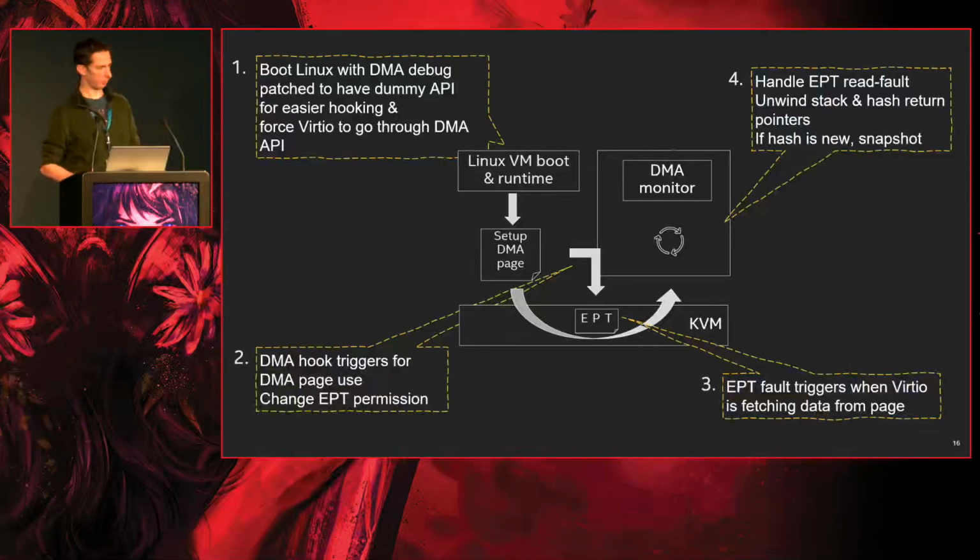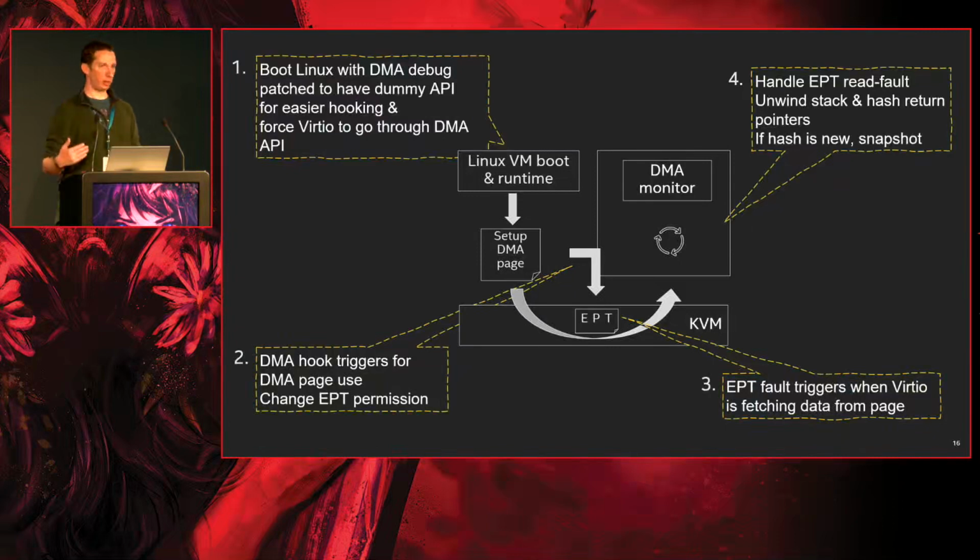You boot your VM on KVM, and you enable the DMA debug API. We added a custom function there just to have all the information we need about when DMA pages are getting mapped in and unmapped from being used for DMA on VirtIO, so that we can hook it with the hypervisor and extract all the information we want, remove the EPT permissions from all the pages as they are being used for I/O with the host, and handle the EPT fault in the DMA Monitor tool.